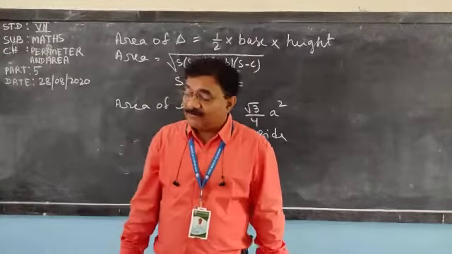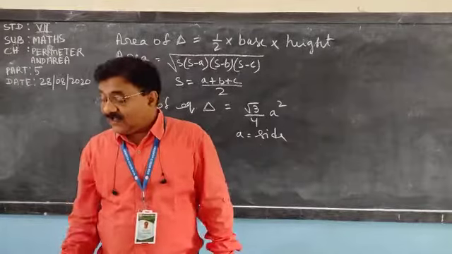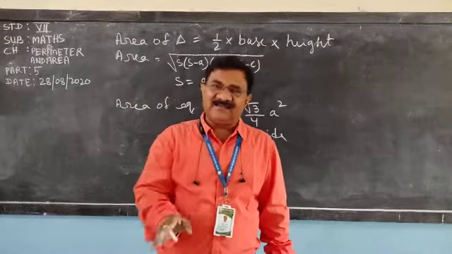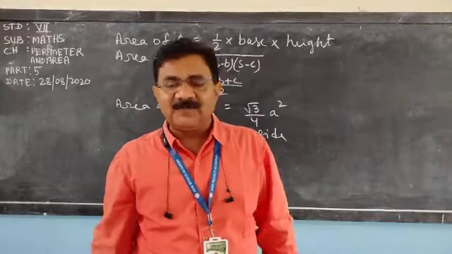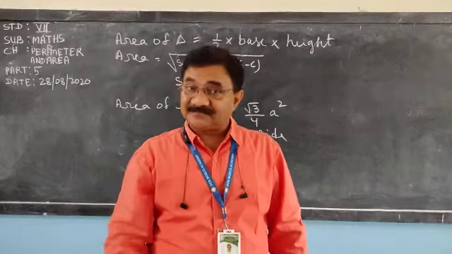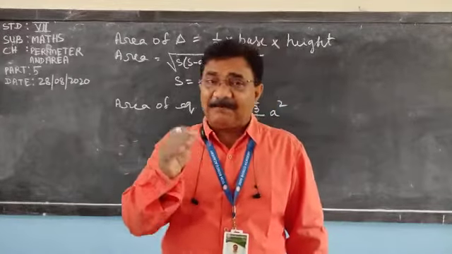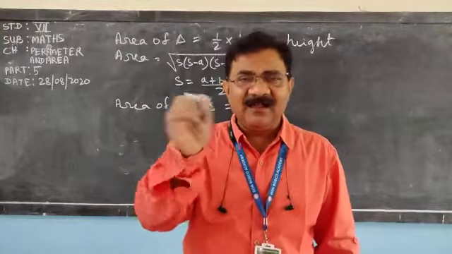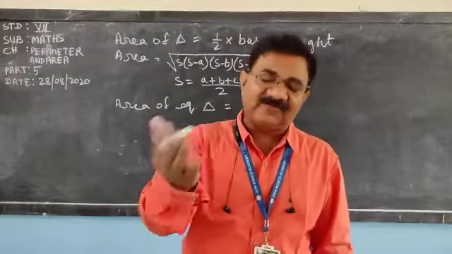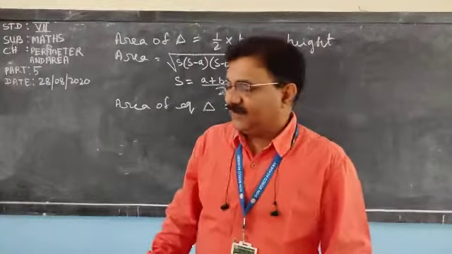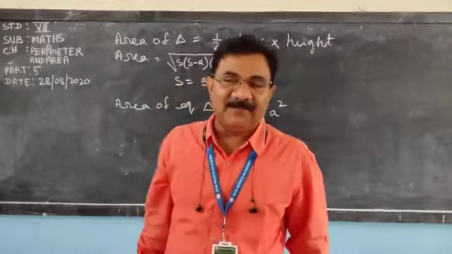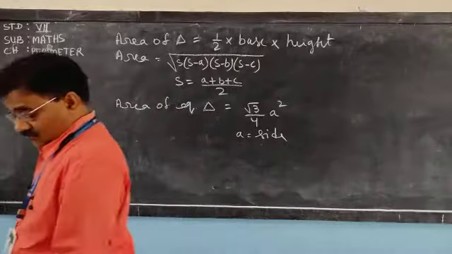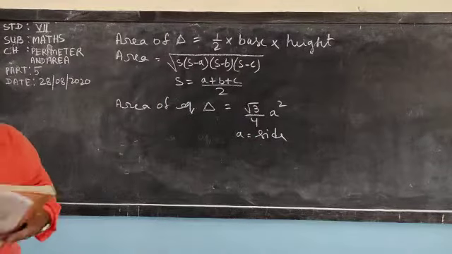We were discussing exercise 1C, in which we have discussed till question number 11, and I have told you that if you text me, please write exercise 1C, perimeter and area, question number this, and I will solve it and send it if there is a problem. If no problem, all right. Let us discuss question number 12.